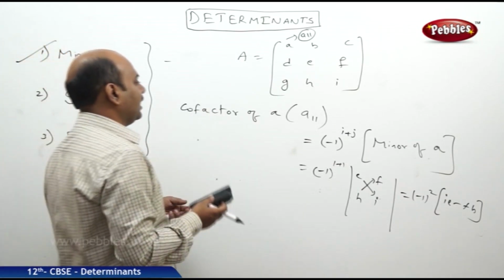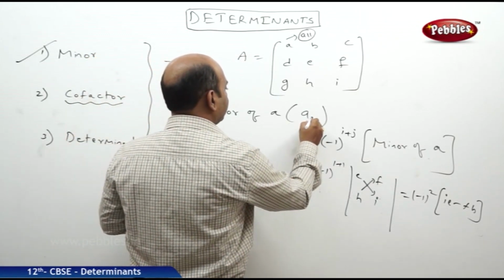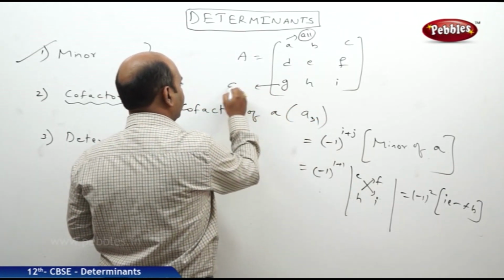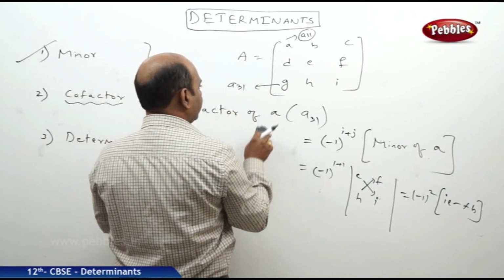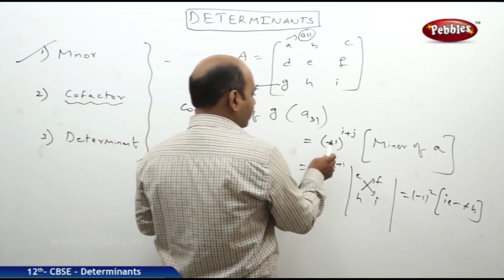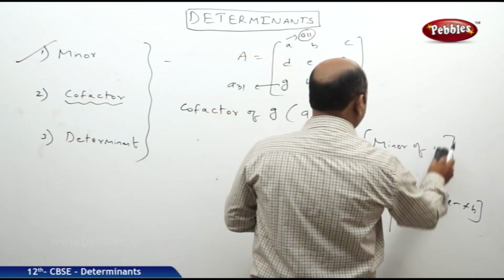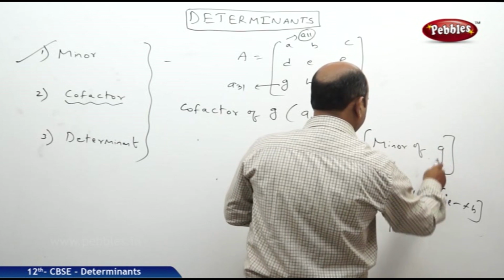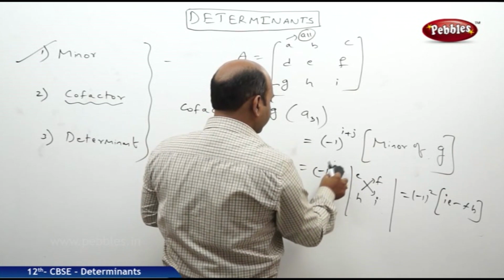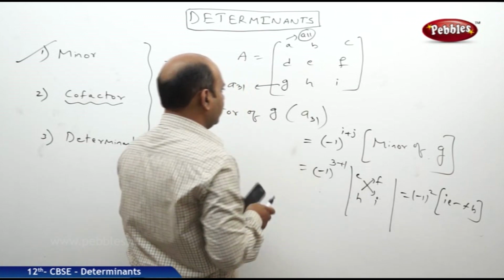If suppose anyone asks me, find out the cofactor of A31. In A31's position, which element is that? I think this is A31. In A31's position, which element? G. So I am going to find the cofactor of G and the definition is minus 1 whole power i plus j into minor of G. Minor of G. That means here i means what? 3, 1. That means in place of i I need to substitute 3 and in place of j I need to substitute 1 into its minor.